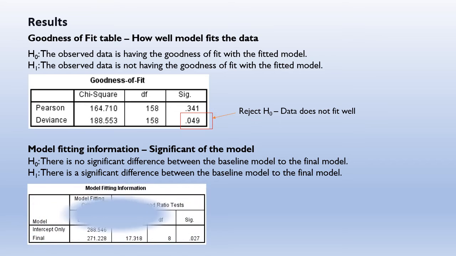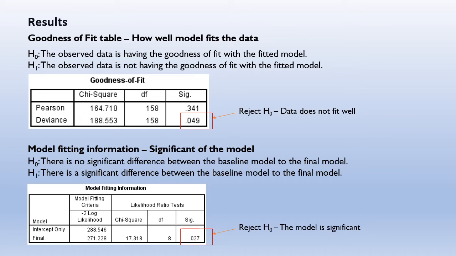The second table is the model fitting information table, which indicates the significance of the model. Since the p-value is less than 0.05, we reject the null hypothesis, which indicates the fitted model is significant at 0.05.